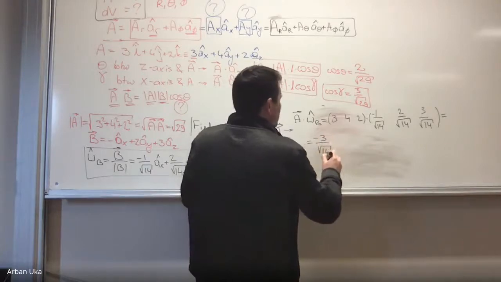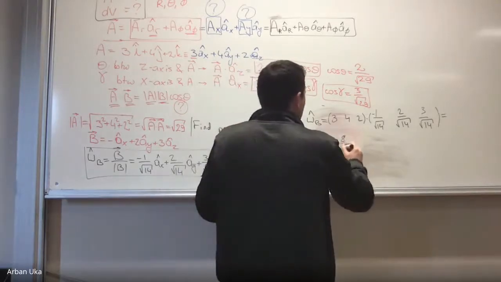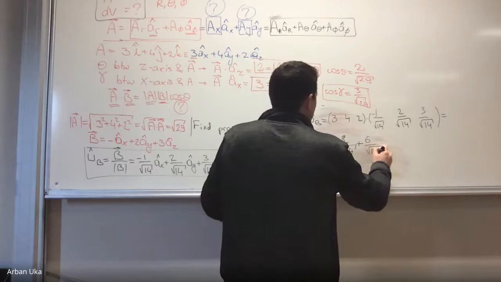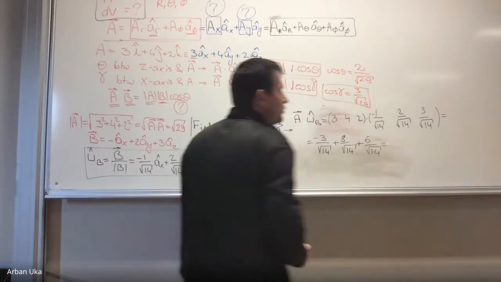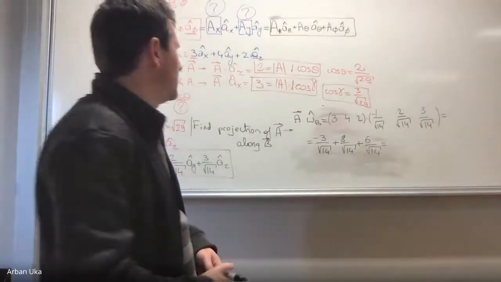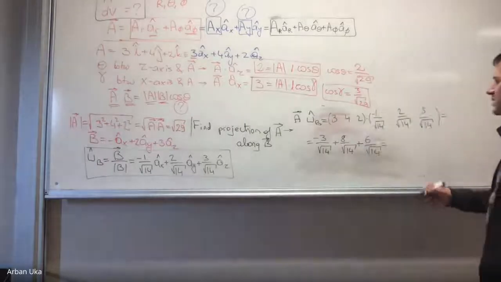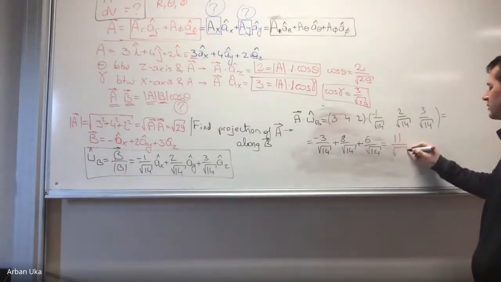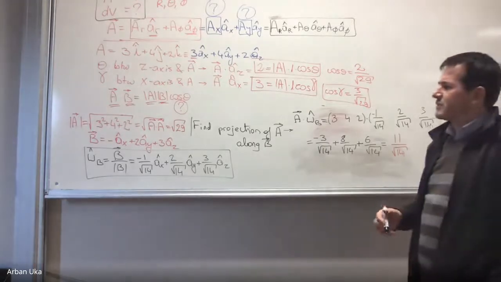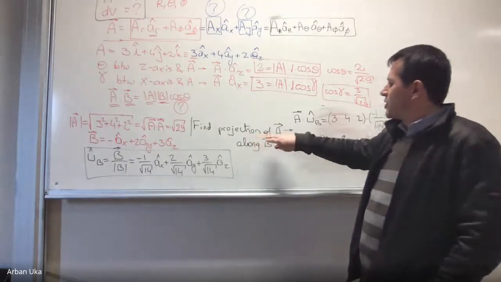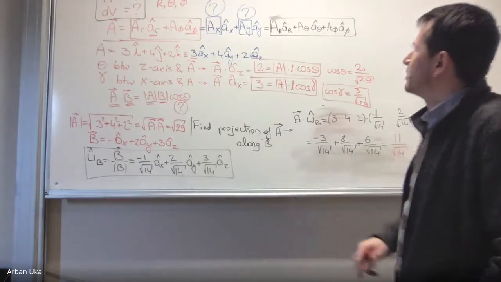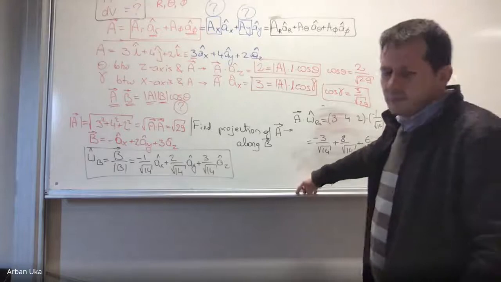over square root of 14 plus 8 over the square root of 14 plus 6 over the same square root that we use a lot. And from this result, we can have the common denominator, which is square root of 14. 8 plus 6 is 14, minus 3 is 11. So here we have 11 over square root of 14. So with this example, we also remind ourselves how we can identify the projection of any vector A along any direction. Good. Now this was a good exercise, but now let's go to our primary objective.